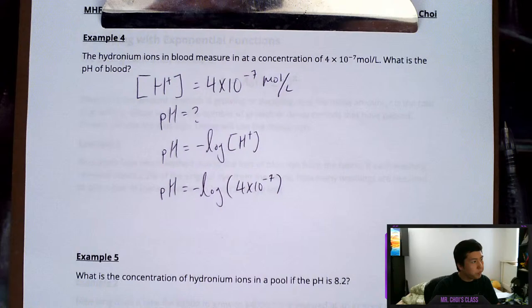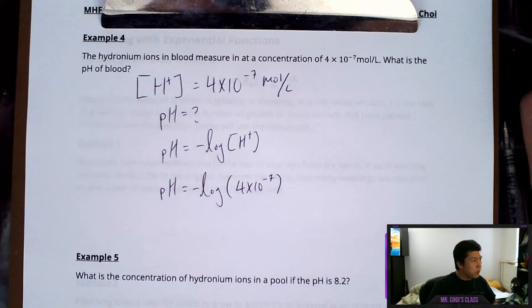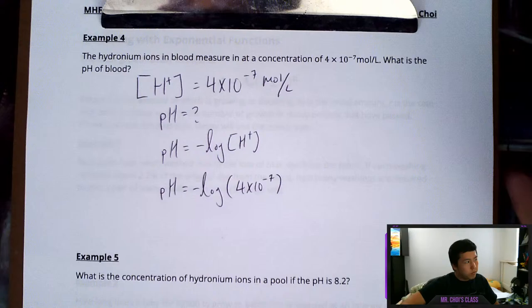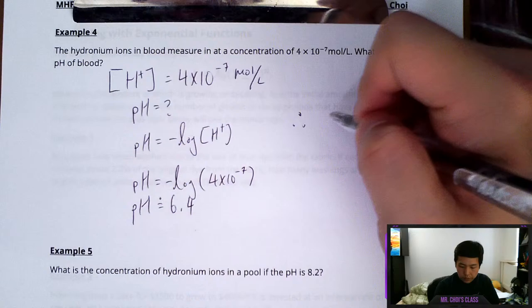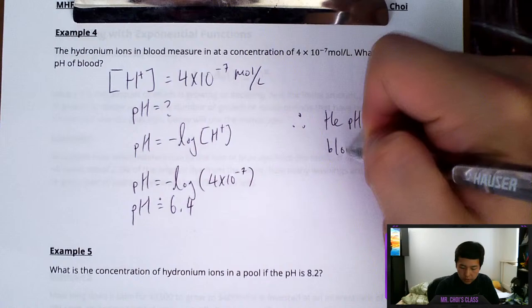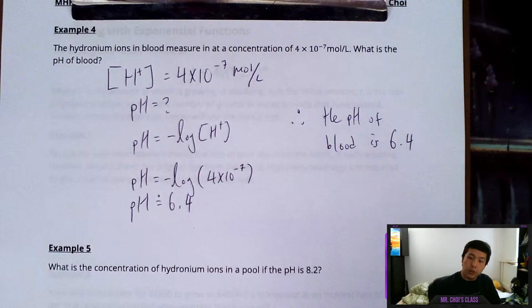And if you take out your scientific calculator, you should be able to solve it. So we get 0.0000004. And that's going to give me pH is approximately equal to 6.4. And so we write, therefore, the pH of blood is 6.4. Pretty simple. Okay? So there's example 4. And now let's do the opposite.